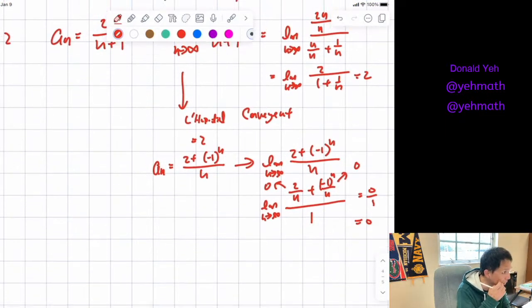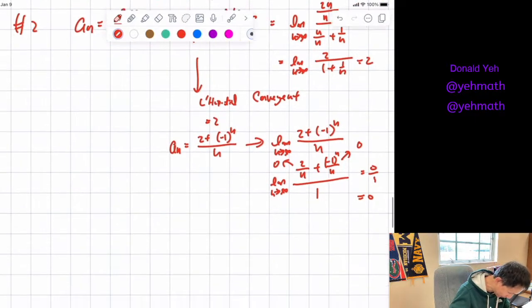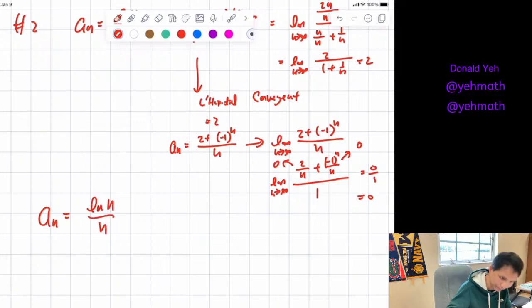Does this make sense or no? If it doesn't make sense, let me know, because I'd rather stop here, answer your question, then move on, because this is a new concept. I just have to focus on teaching this part very well, then we should be on the way to getting a 5. Next, a to the n equals natural log of n over n. Okay, we're going to stop here.